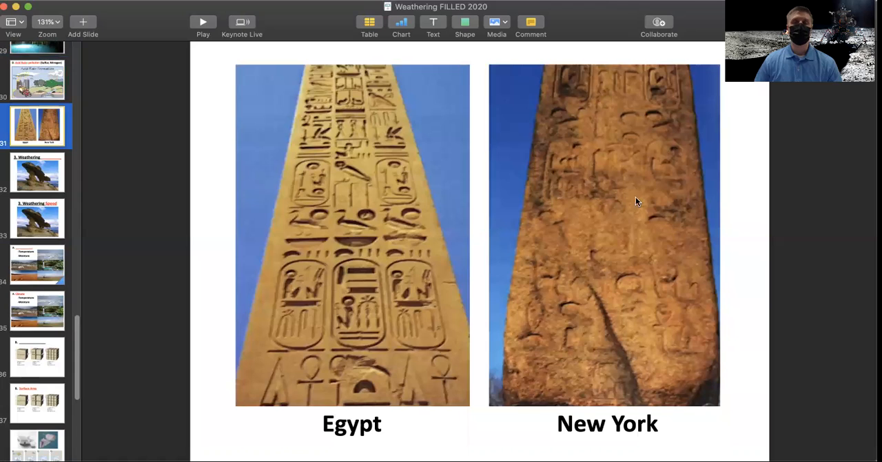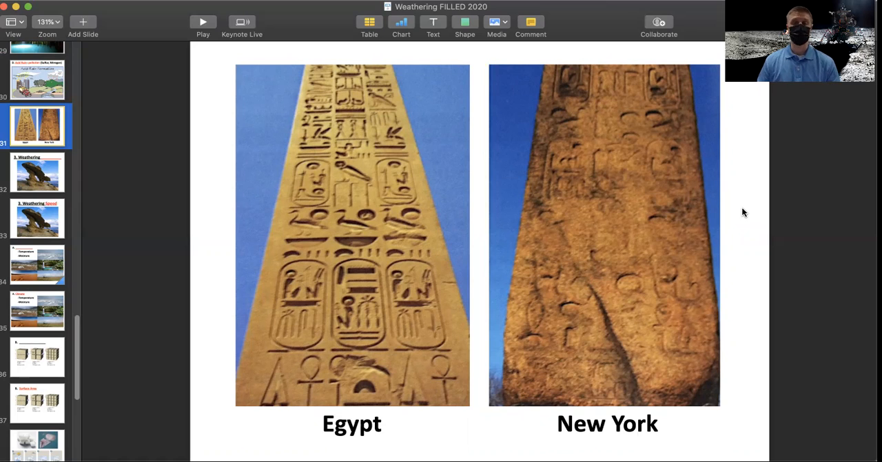The main reason that the one in New York is so badly weathered is because there's water in New York. There's rain, there's snow, there's ice. There are other forms of mechanical weathering, like frost wedging and ice wedging and that sort of thing. But the big thing is water.